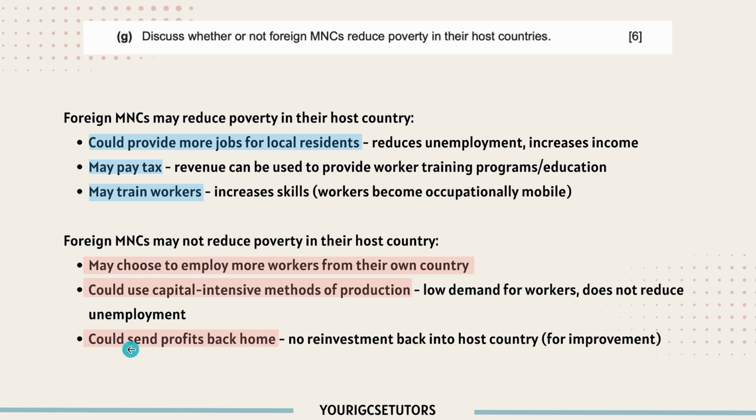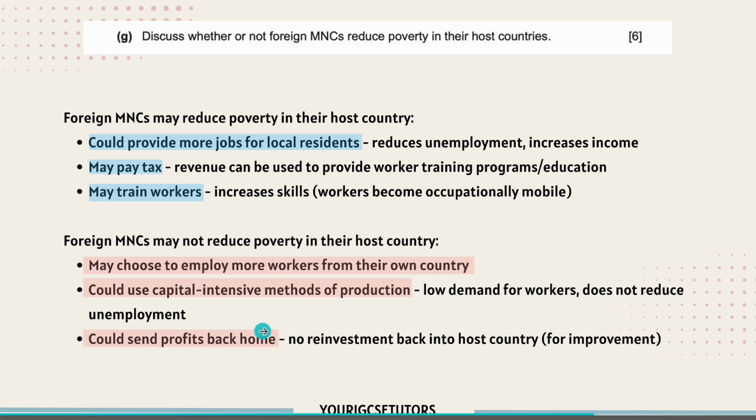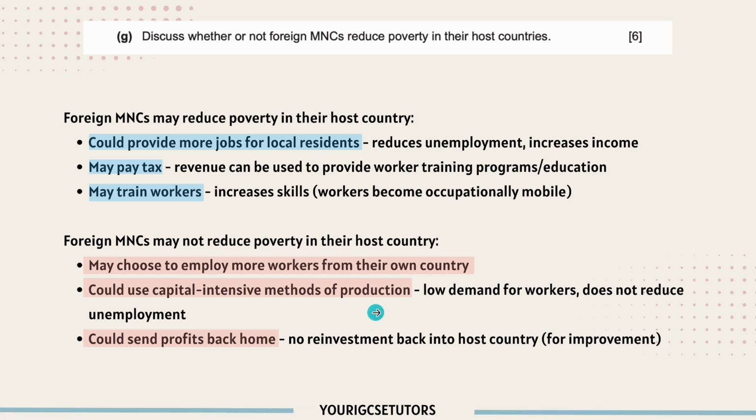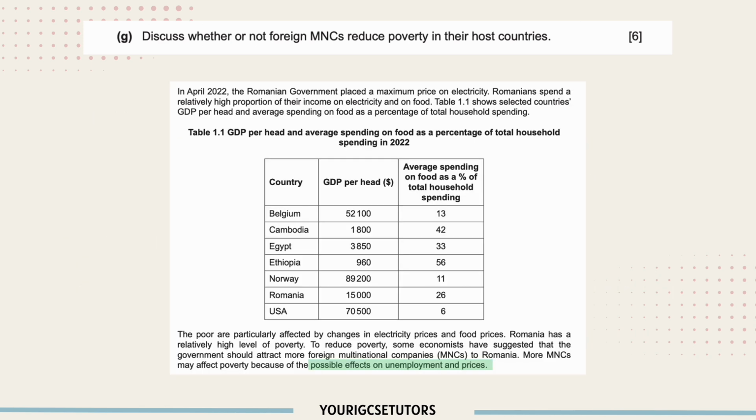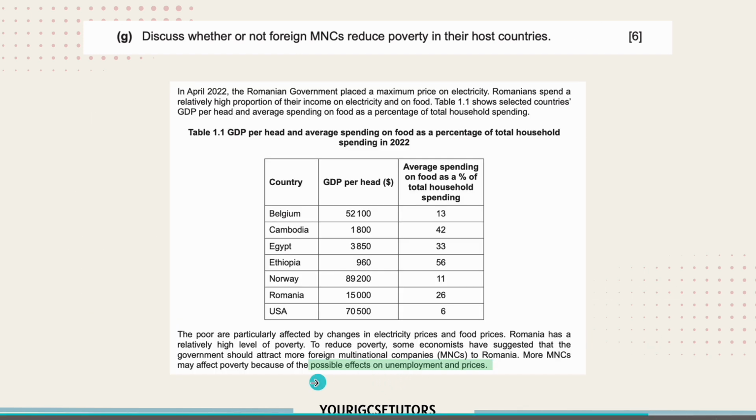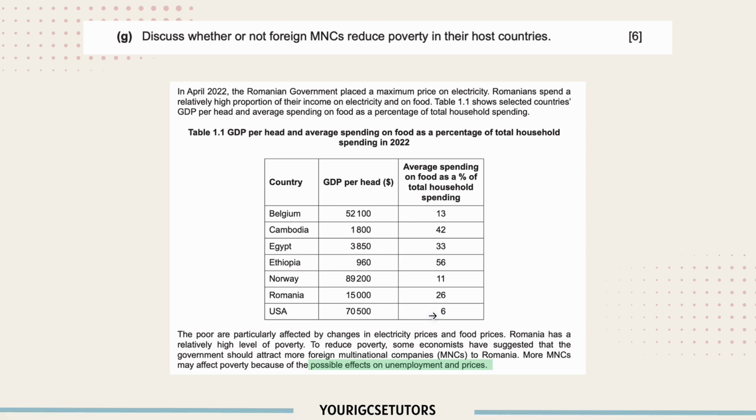Or the companies could send their profits back home, so there wouldn't be any reinvestment back into the host country, so this doesn't really reduce poverty. The host country will just be in the same spot, they won't improve. Okay, and you can find some reasons to talk about in the case study if you're not sure where to get started from.